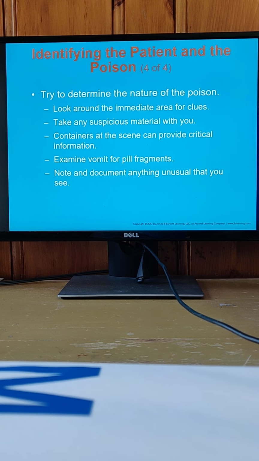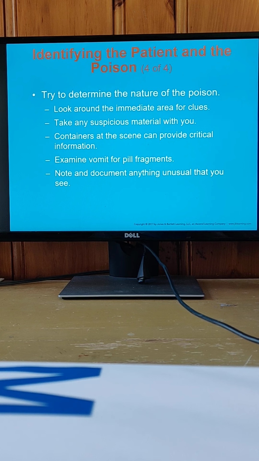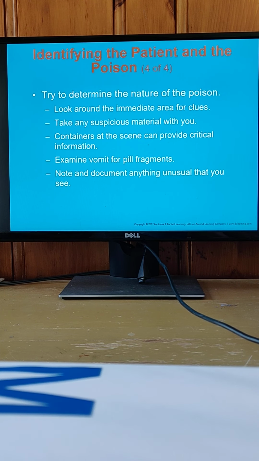Try to determine the nature of the poison. Look around the immediate area for clues. Are there a lot of liquor bottles? Are there used syringes around the area? Could it be that the person took an overdose of a prescribed medication, such as oxycodone, hydrocodone, Percocet, OxyContin, or some other medication? Take a look at the medication bottles.